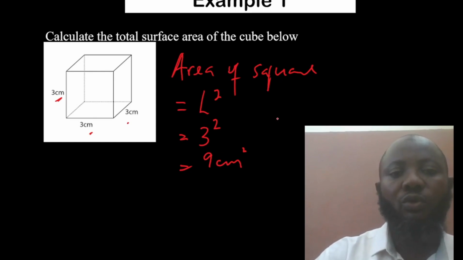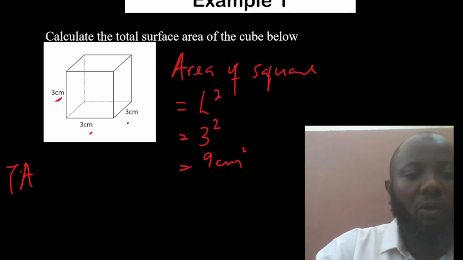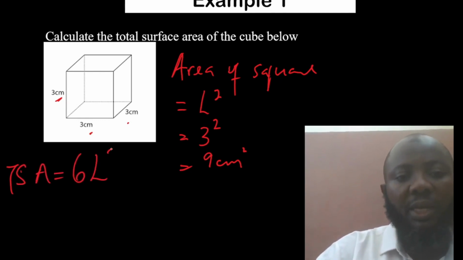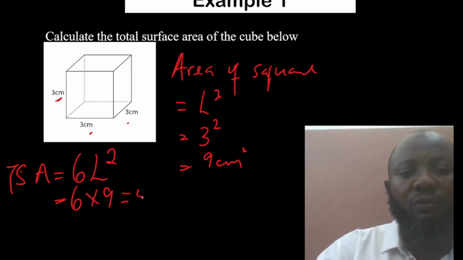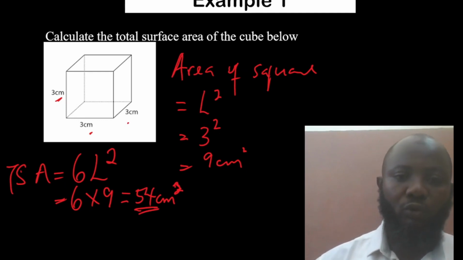It's very simple. How many faces do we have in the cube? 6. So the total surface area will be 6 times length squared, which is 6 times 9, and that gives us 54 centimeters squared. Is this clear? So that is how to calculate this.